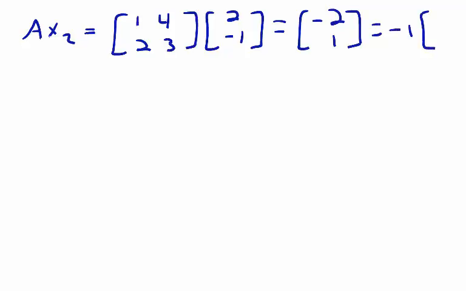Factor out a negative 1. And we have scalar negative 1 multiplied by a 2 by 1 matrix with entries 2, negative 1. And that's equivalent to lambda 2 times x sub 2.